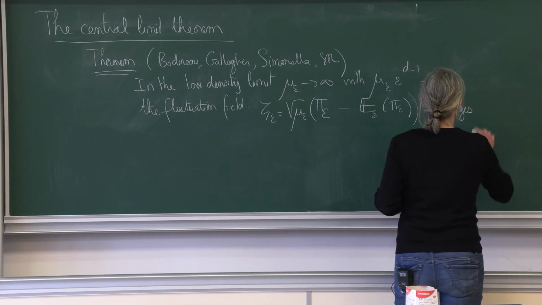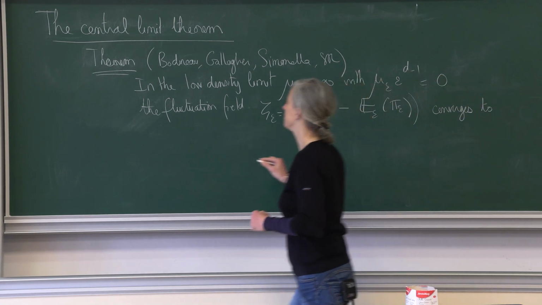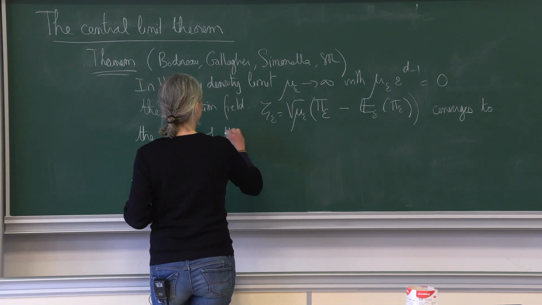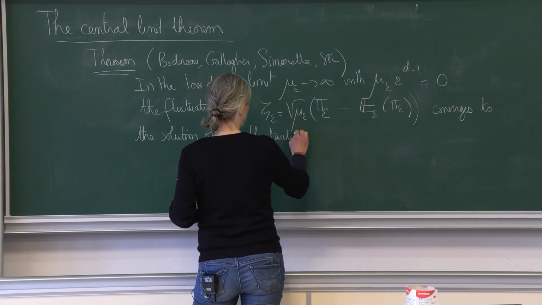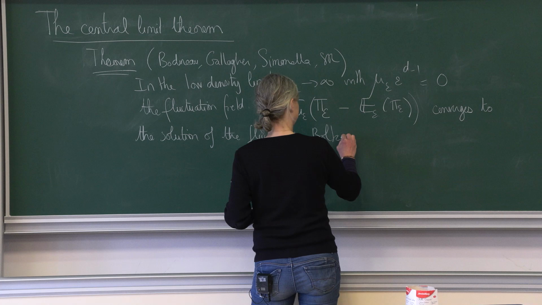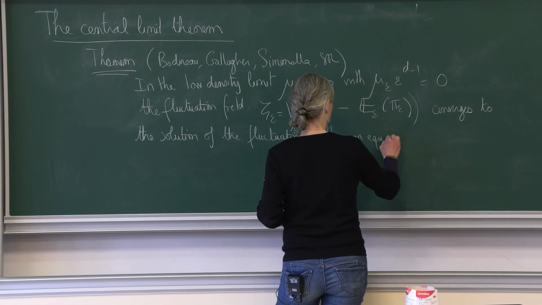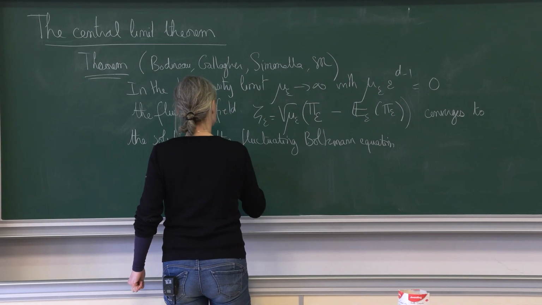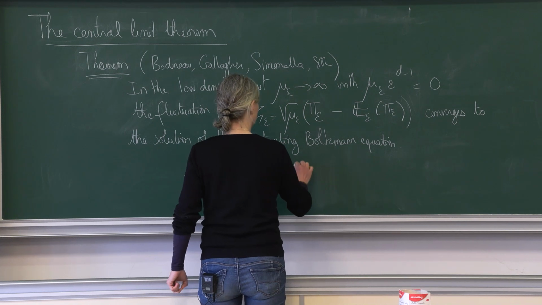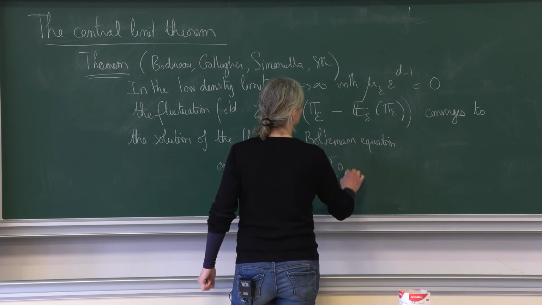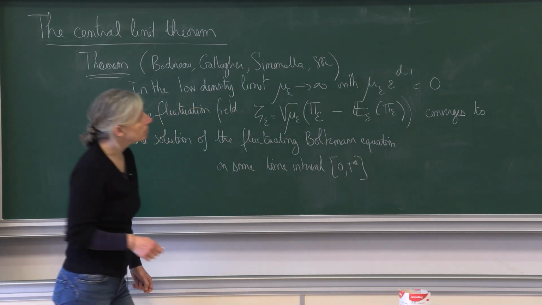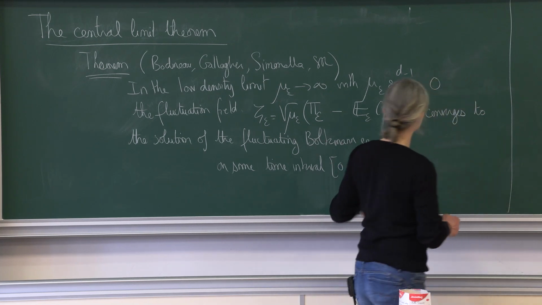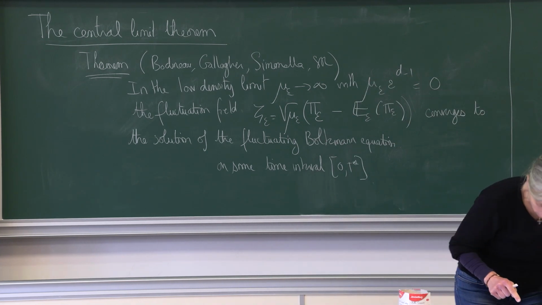It converges to the solution of the fluctuating Boltzmann equation, that I will write now on some time interval 0 to t star, which is essentially the same time interval as for the convergence of the series. Okay, and now I have to write this fluctuating Boltzmann equation.